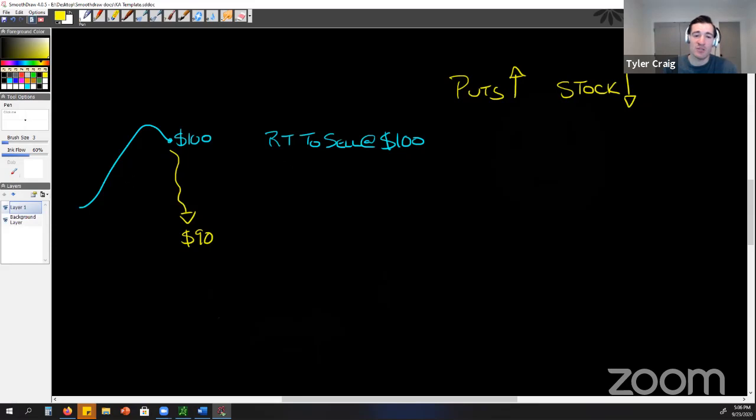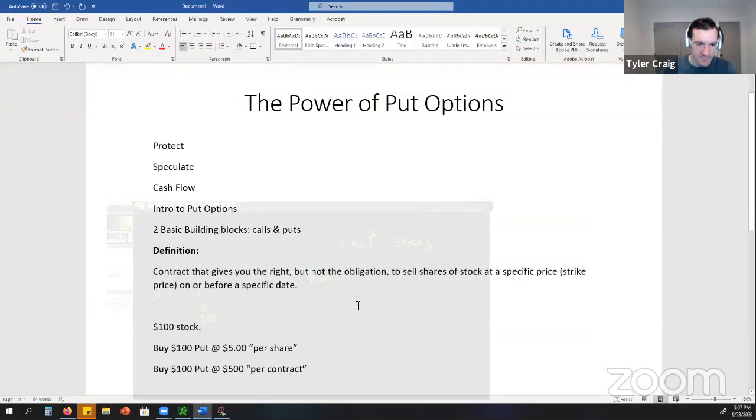And again, that's because you've got the right to sell the stock at a set price. That set price is going to be a premium to the current price if prices fall, right? So the higher the price at which you have the right to sell the stock, the more valuable your contract. So puts go up in value as the stock goes down in value. That's the basic idea.